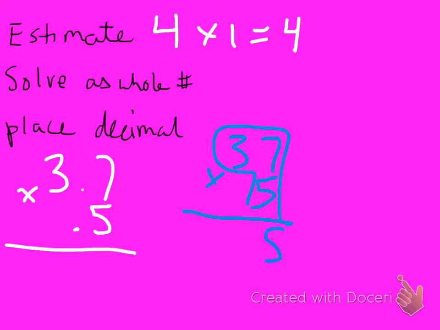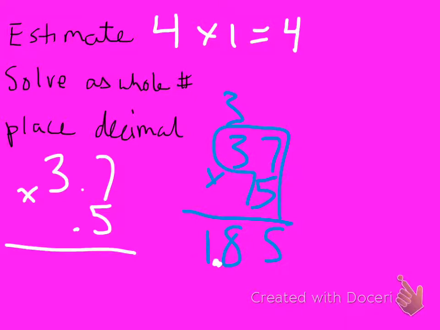5 times 7 is 35. 5 times 3 is 15, plus 3 more is 18. My answer is going to be close to 4, so I'm going to have to place my decimal somewhere in the answer that will give me a number close to 4. So I put it here, that's less than 1, that's not close.